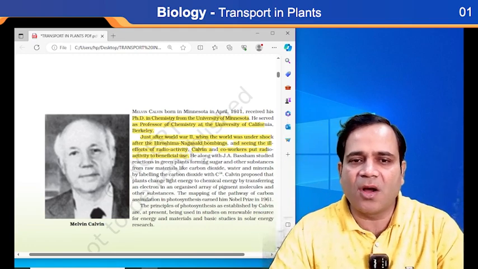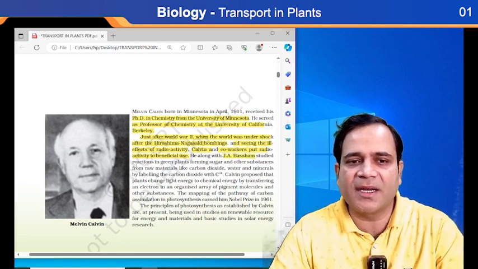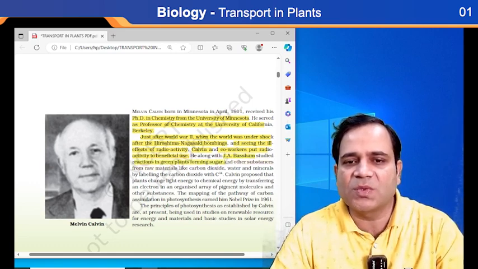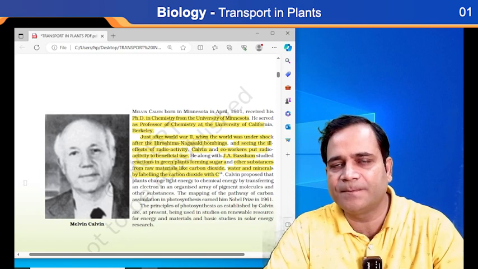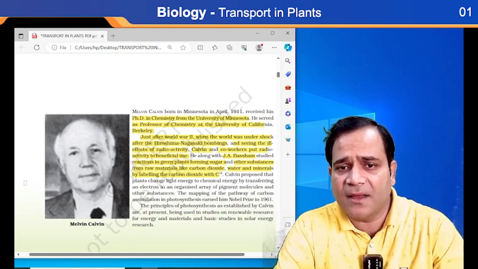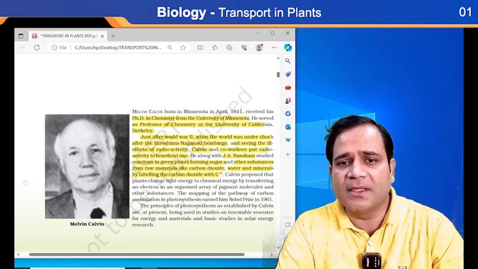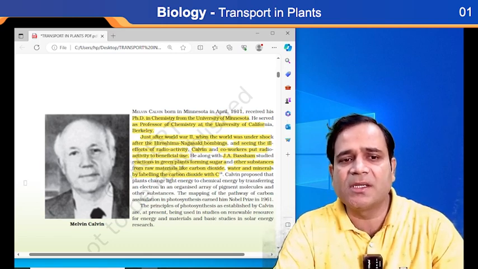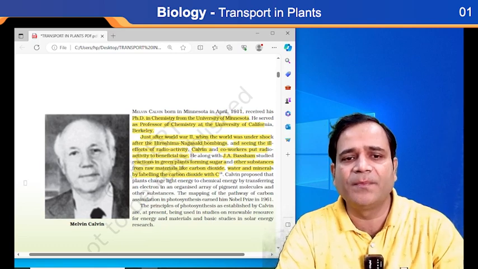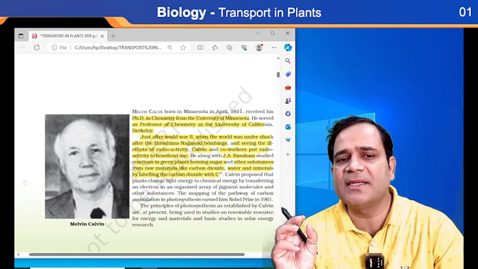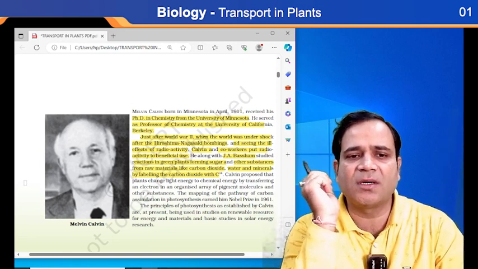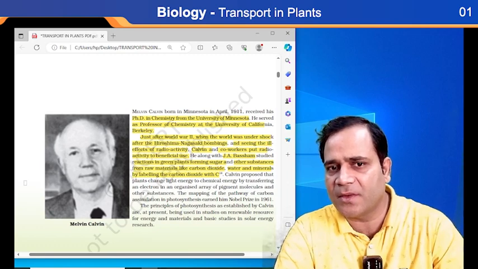He, along with J.A. Bassham, studied a reaction in green plants forming sugar and other substances from raw materials like carbon dioxide, water and minerals, by labeling the carbon dioxide with a radioactive element, C14. See what I'm saying? J.A. Bassham, along with the other co-workers, took green plants, made them react, and formed sugars and other substances, labeled with the radioactive element carbon.